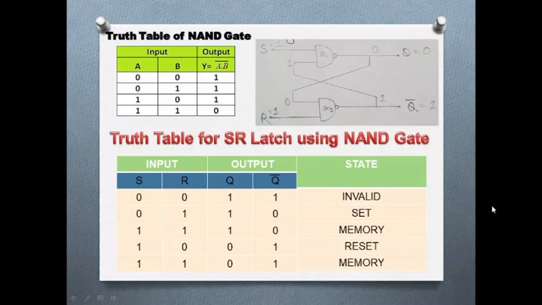For case 5, when S is equal to 1 and R is equal to 1, in this case the previous state, G2 input was 0, so Q bar is equal to 1. And when this output Q bar is equal to 1 of G2 is fed back to the input of G1, then both the inputs to G1 become 1 and 1, so Q is equal to 0. Thus when S is equal to 1, R is equal to 1, we get the output as Q is equal to 0 and Q bar is equal to 1, which is the same as the previous state, and in this case the latch will work as a memory by storing the previous state. This is the truth table for the SR latch using NAND gate.